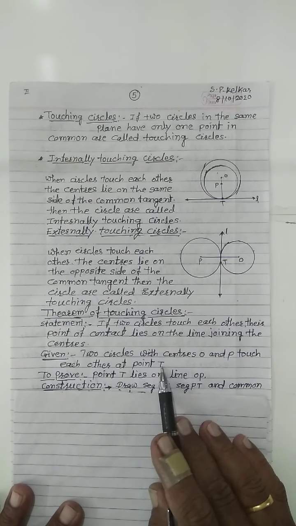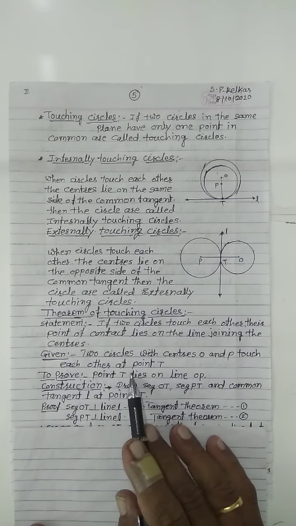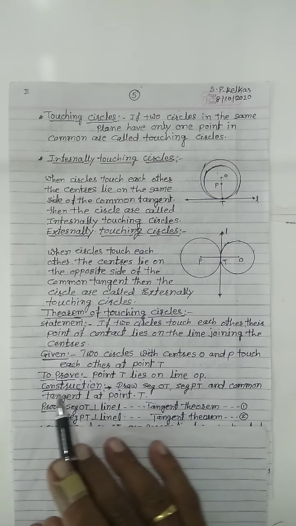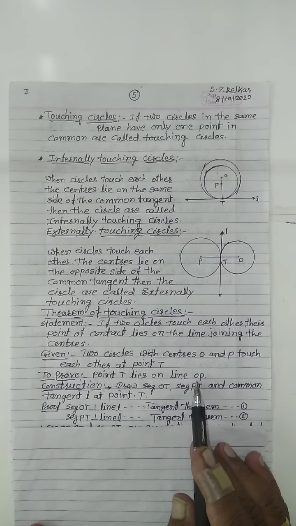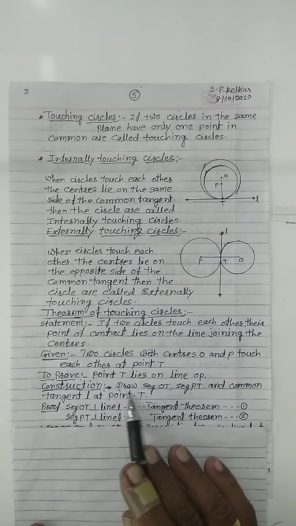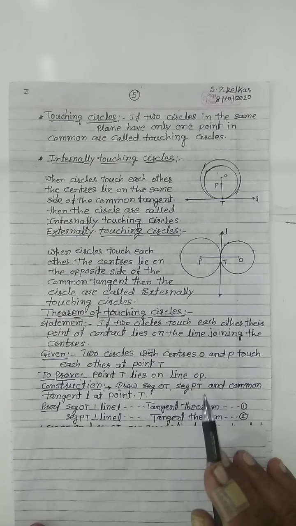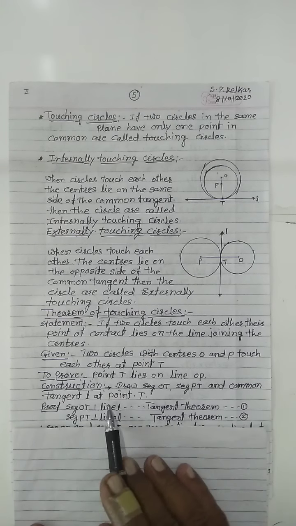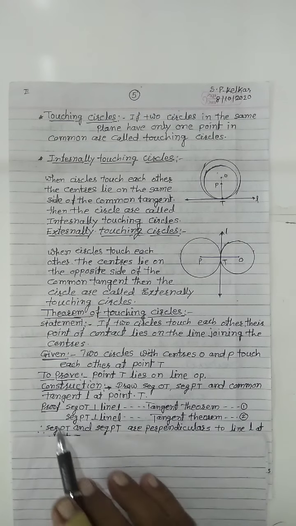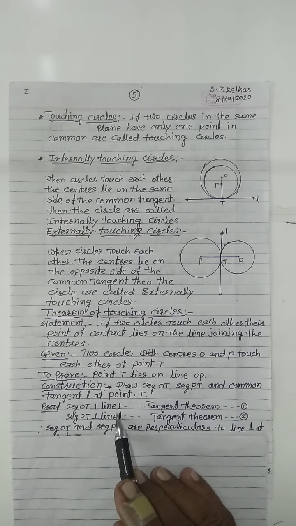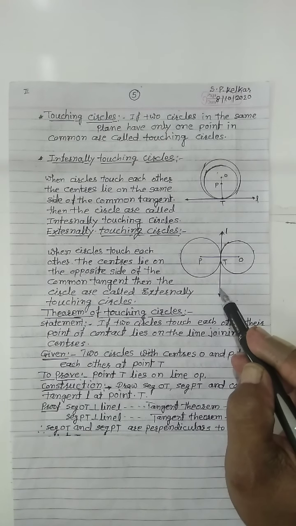Given: two circles with centers O and P touch each other at point T. To prove: point T lies on line OP. Construction: draw segment OT and segment PT, and the common tangent L at point T. Proof: segment OT is perpendicular to line L.